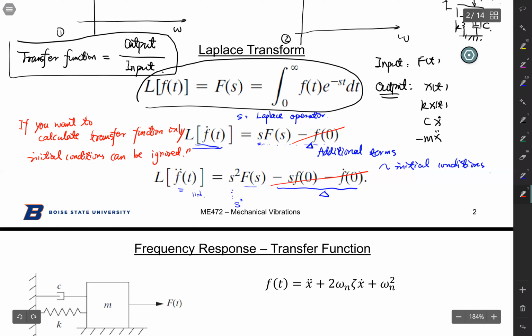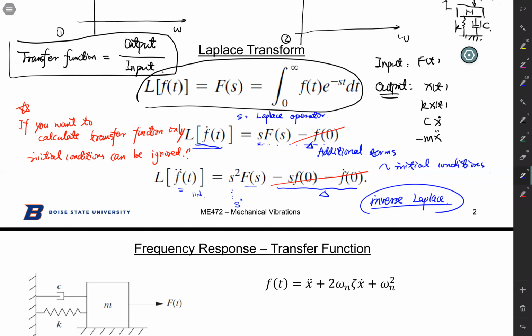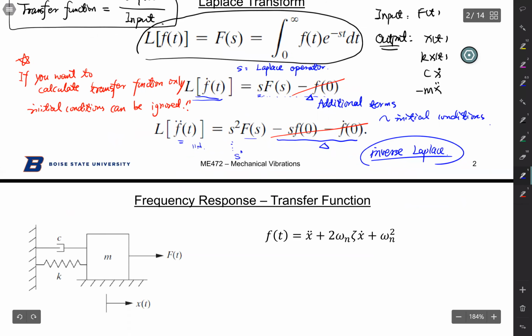All right. Right now, since you only learned Laplace transform, I don't expect any problems. But later you're going to learn the so-called inverse Laplace transform. Then the initial conditions become critical. So don't get confused. If it's for steady state, you can ignore initial conditions. If you want to find out the entire time domain response, or you want to solve an ODE, then initial conditions have to be included.